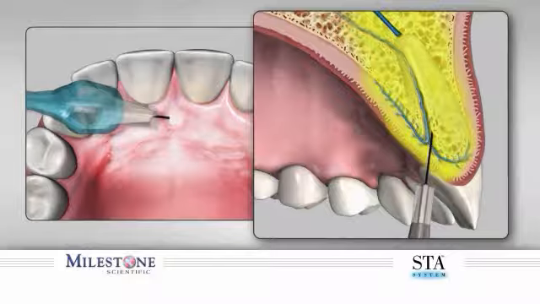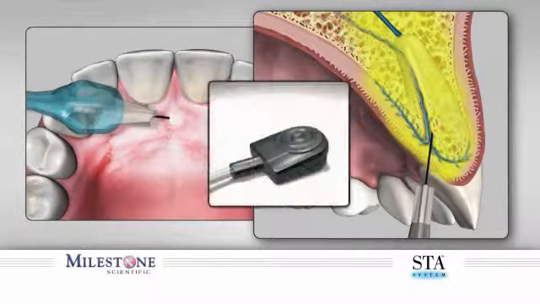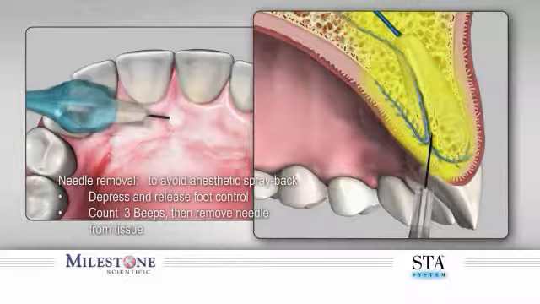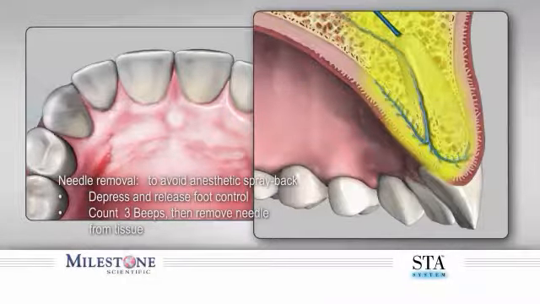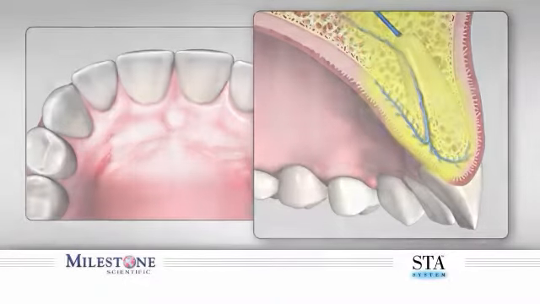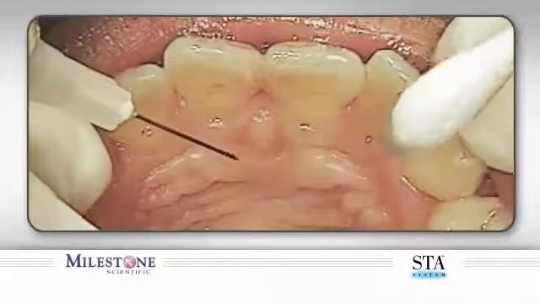While the needle is still embedded in the patient's tissues, depress and release the foot control pedal, count 3 beeps after releasing the foot control, and then totally remove the needle from within the patient's mouth. Direct the needle away from the patient, as a small amount of anesthetic solution may still be present. We will now show a clinical example of the PASA injection being performed.